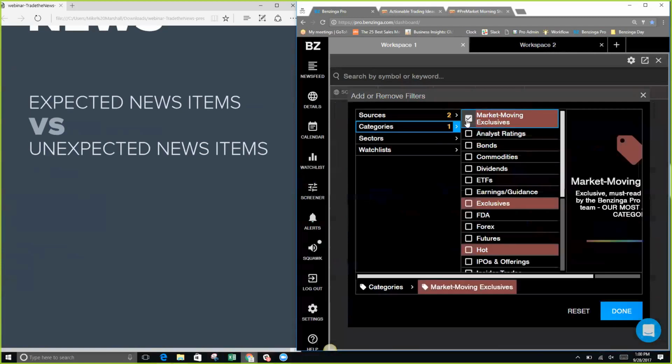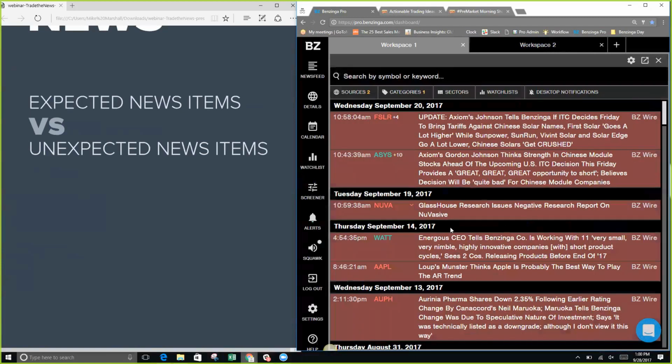So I believe that the market is a really smart marketplace. It's a really smart function. It digests news extremely quickly, but it's not perfect. I want to look at a really cool example here.